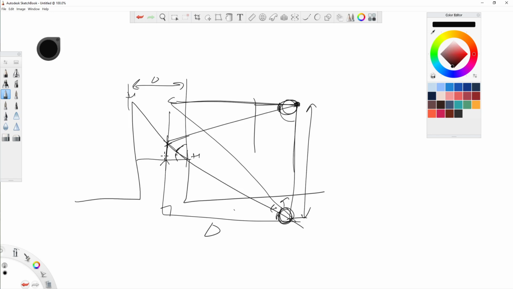Now we just have to make it work. Stay in school, kids. They would tell you don't need maths. They're wrong, you do.